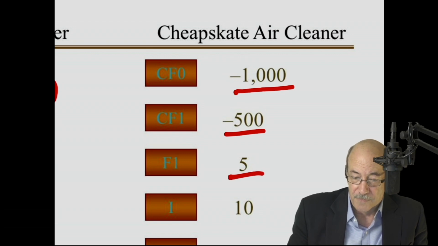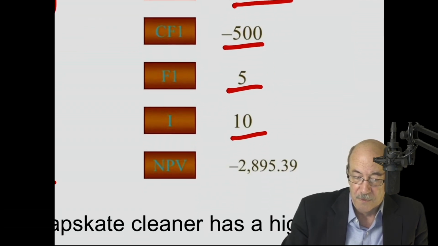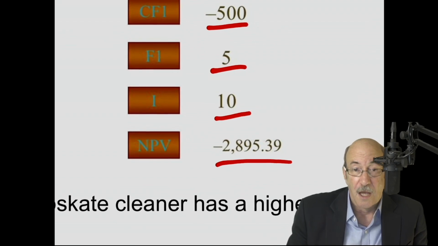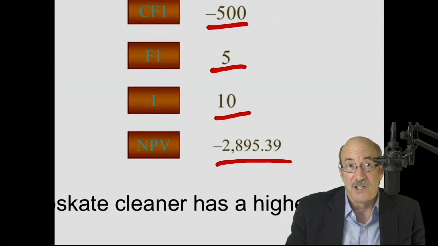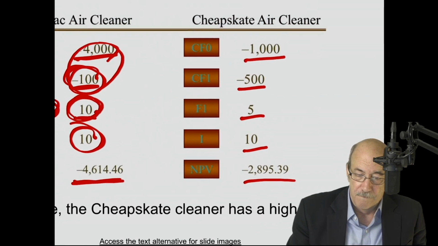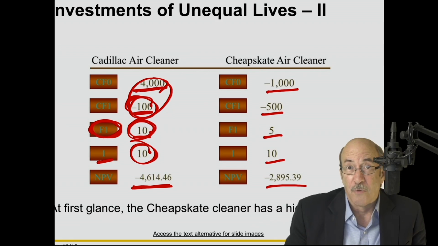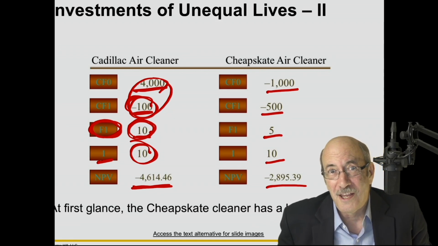We go over to the Cheapskate air cleaner, and its initial cost is $1,000, with operating expenses of $500 for 5 years, and still 10%. Compute the NPV. Oh, this thing is a lot cheaper. $28.95. But you can already kind of see where this is going, can't you?